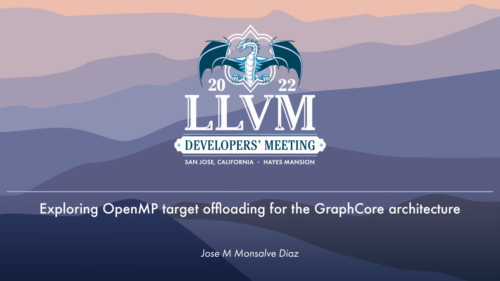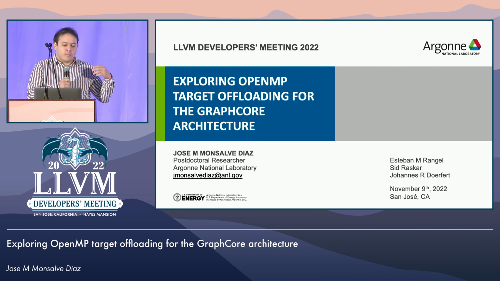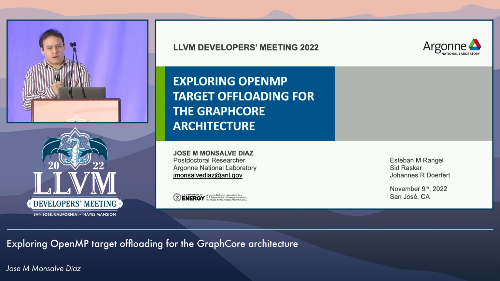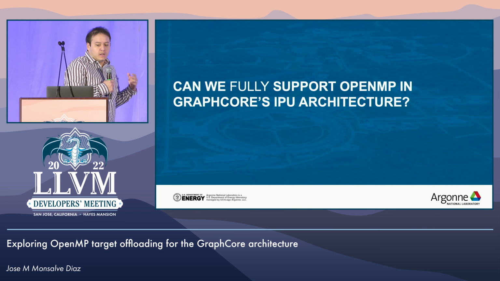I am a postdoctoral researcher at Argonne National Laboratory, and I'm going to discuss how we were trying to explore some ideas on how to use OpenMP target offloading in the GraphCore architecture. And in reality, the question that we want to ask is, can we fully support OpenMP in GraphCore IPUs? And the answer is no.